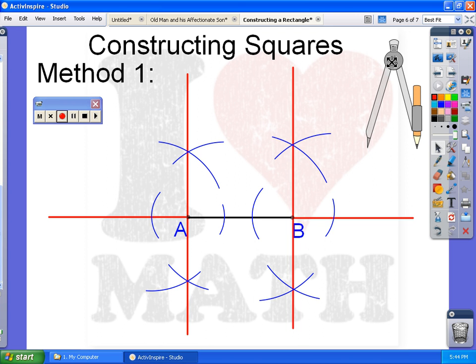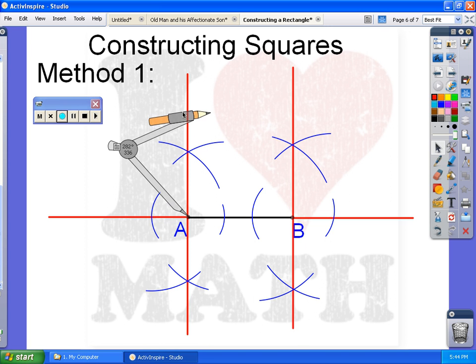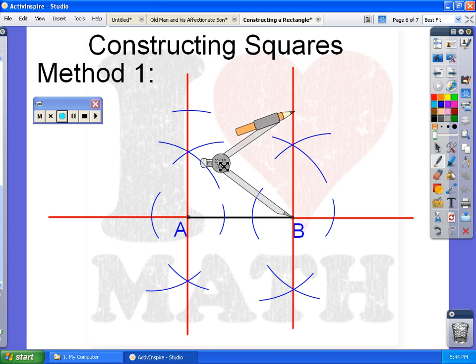To do so, we're going to place our compass on point A and extend it out to point B. Now we have the length that will be congruent to the left-hand side, point AB. Rotating our compass around, we'll draw in that arc. Moving our compass to point B, we'll place it there and draw our second arc.